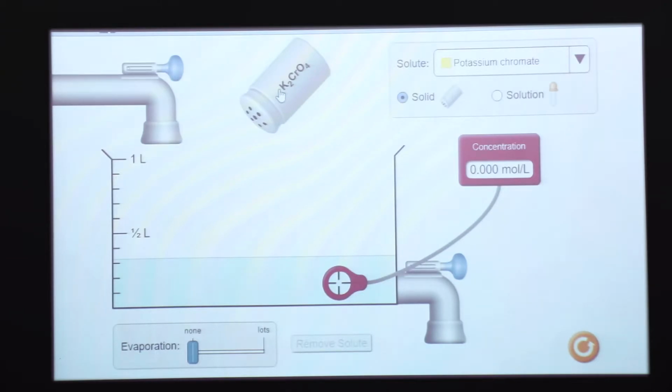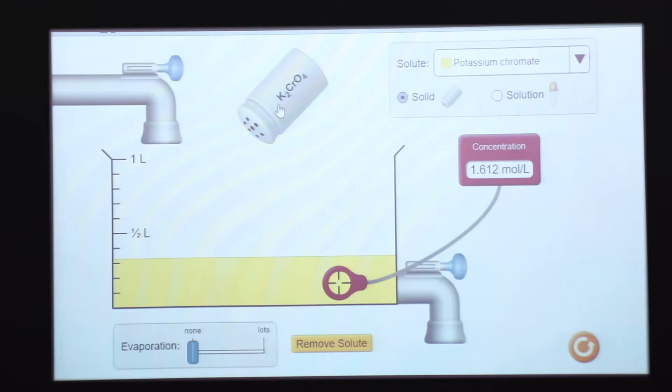Then you can add some particles of potassium dichromate. Little by little, you can see the color changing. And the more you add the particles, the more the color intensifies. And also, at that point, focus on the concentration meter to see whether there is an increase or decrease in concentration.